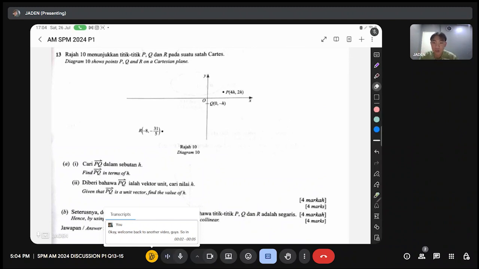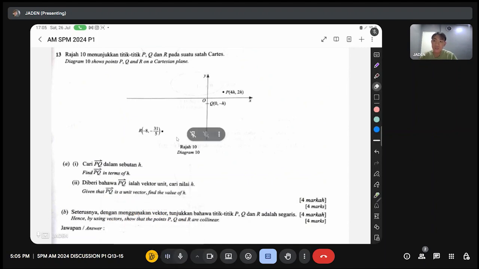So in this video, we will discuss based on Paper 1 actual SPM 2024 Add Maths, question 13 all the way to question 15. Okay, now let's look at the questions together, all right? So Diagram 10 shows points P, Q, and R on a Cartesian plane. A1, find PQ in terms of h.